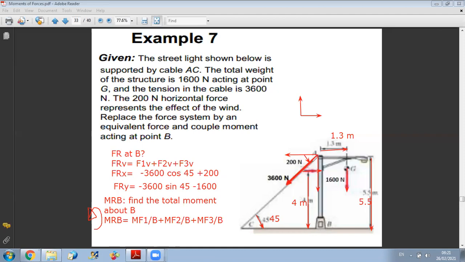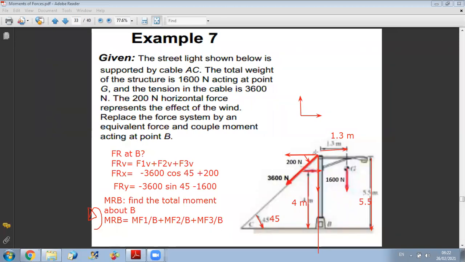To find the moment of the tension about B, I have several ways. The first way is to say, since this force is decomposed into X and Y, that the moment of this force is the moment of the X component about B plus the moment of the Y component. But as you can see in your figure, the Y component of this force is passing through B, so it will not produce any moment about B. So the only component that produces moment about B is the horizontal component.